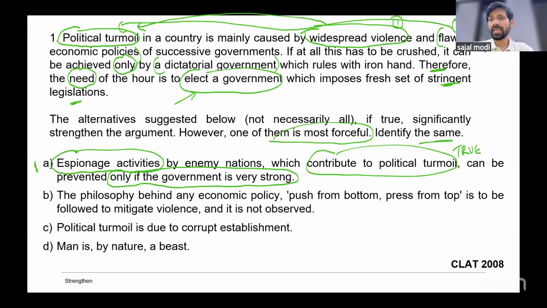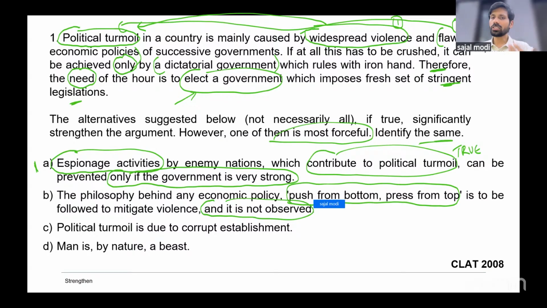B says the philosophy behind any economic policy, push from bottom, press from top, is to be followed to mitigate violence, and it is not observed. Okay, this is a philosophy, and by the looks of it, push from bottom, press from top looks like something strong, a stringent legislation, right? But we are not assuming anything. What it says is this is the philosophy that has to be followed, and it is not being observed.